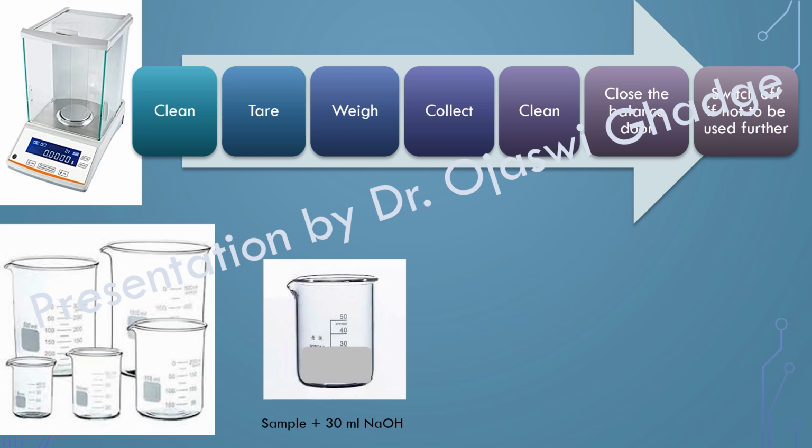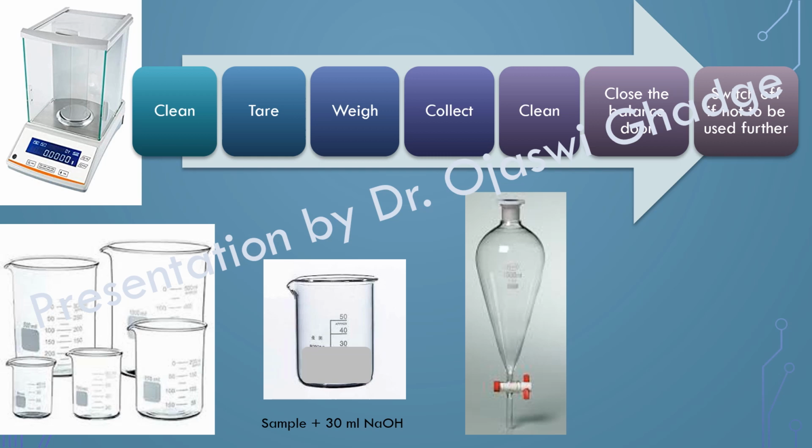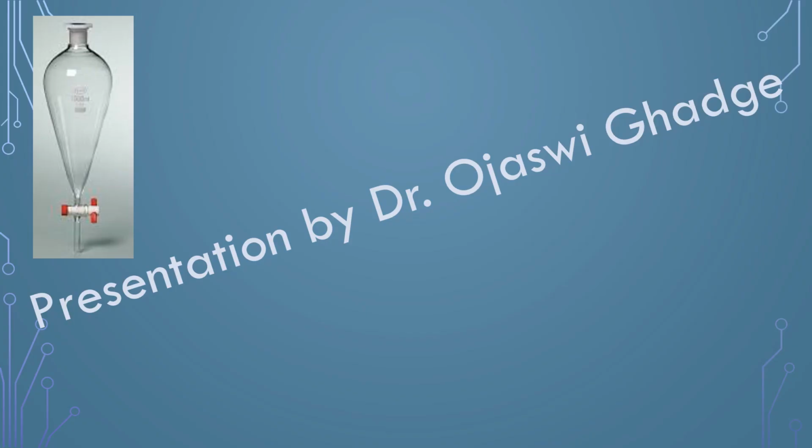Remember, the powder which we have weighed and added into this beaker has both the drugs in it. Now after adding NaOH, we will mix it, shake the solution for some time, or you can stir it with a glass rod, and then transfer this solution to the separating funnel shown in the figure. In this separating funnel we have added the NaOH plus sample, and the second layer of different color which you see is the 50 ml chloroform.